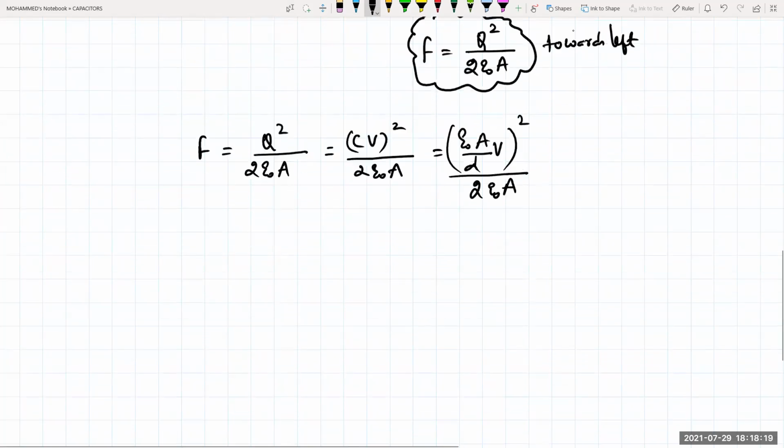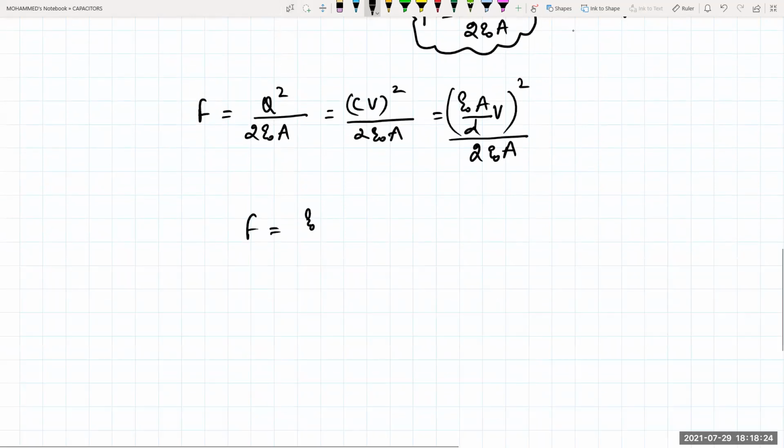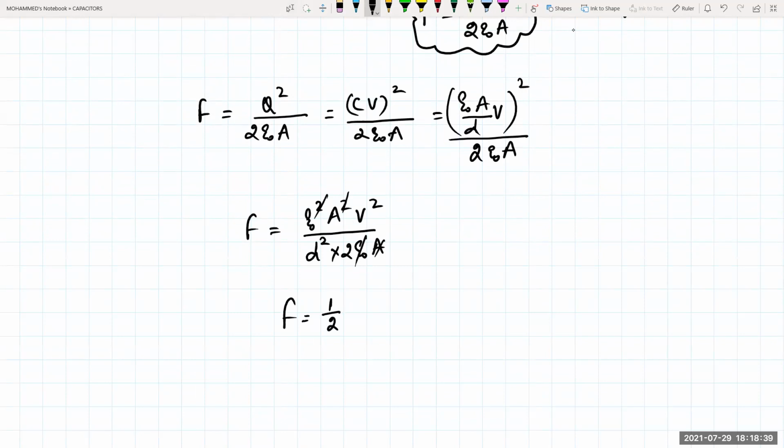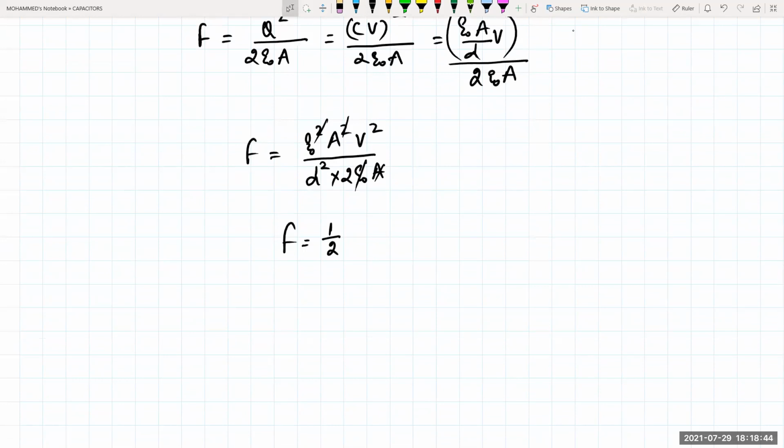And then those into force. So force will come out as F is equal to epsilon naught square A square V square divided by d square into 2 epsilon naught A. This epsilon naught square and A square will get cancelled. So force will be equal to how much? Half of epsilon naught into A into V by d whole square.